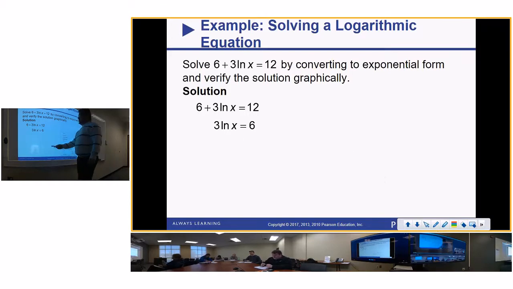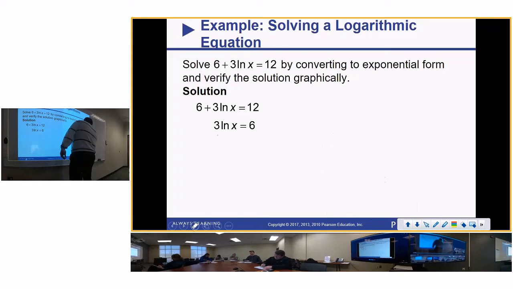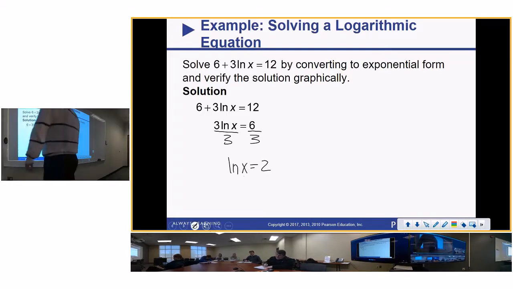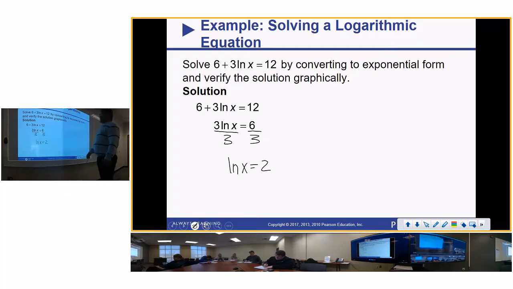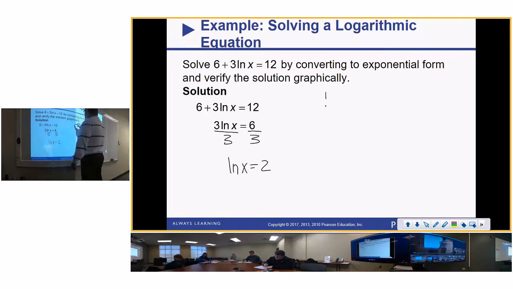See this 3 right here? You need to divide that, not use it as an exponent. Divide that 3. So the natural log of x is equal to 2. And now you need to solve that. And you can solve that by doing natural log, you can do that if you want to, or log base e of x is equal to 2.